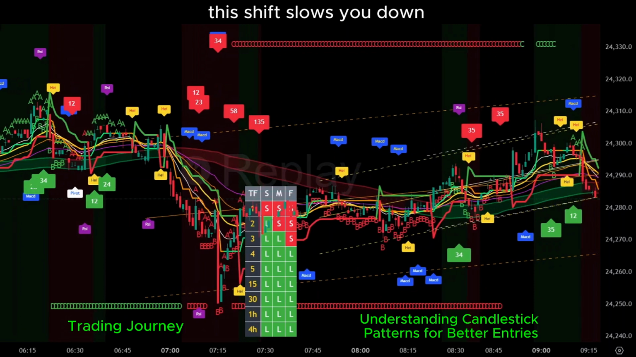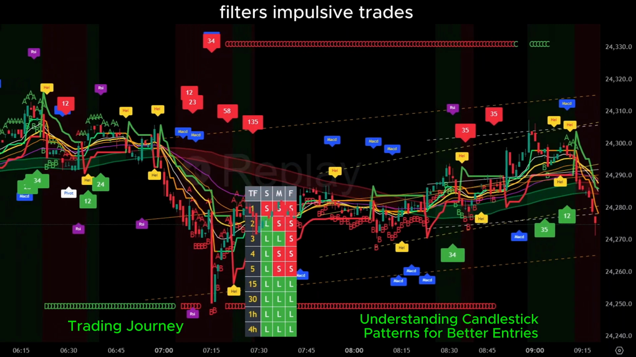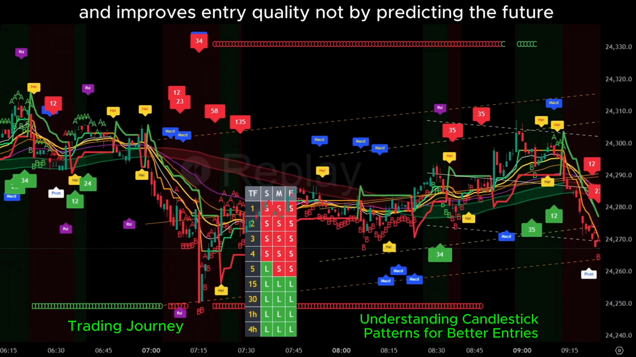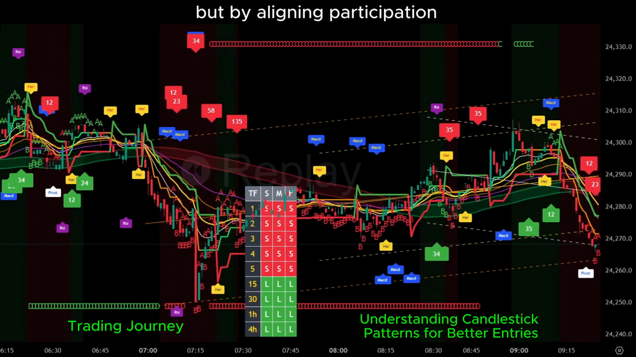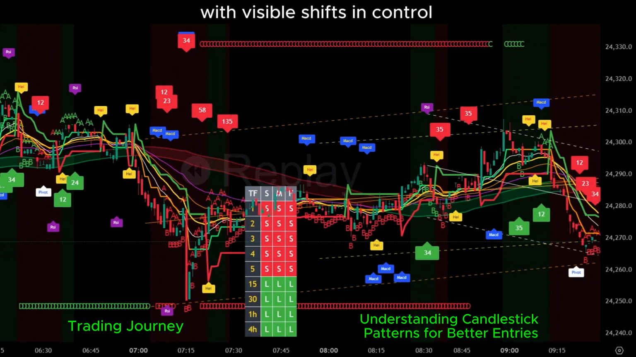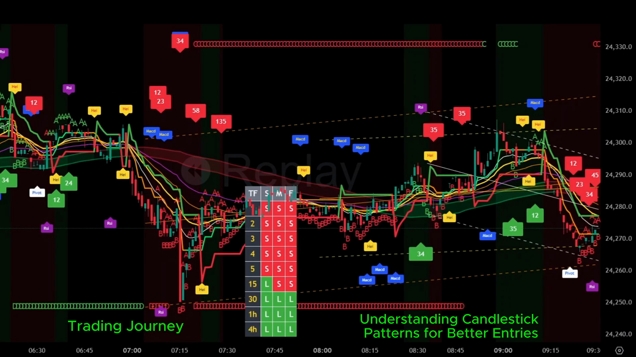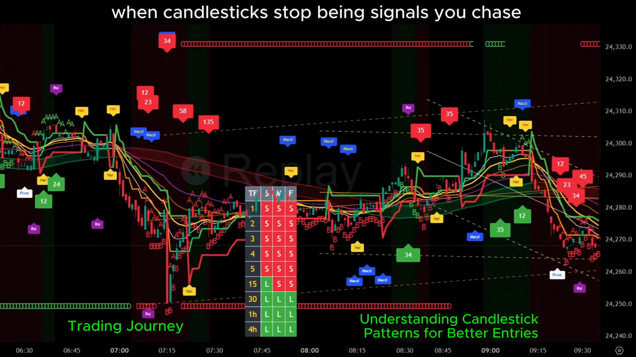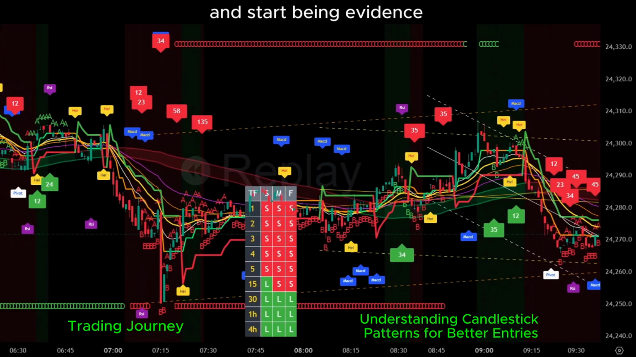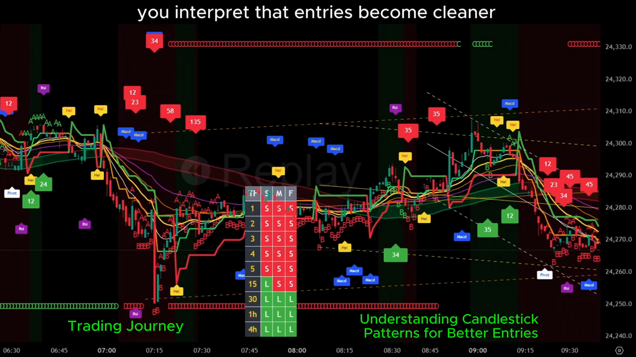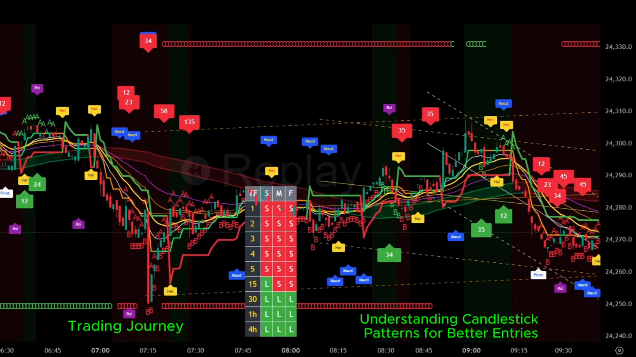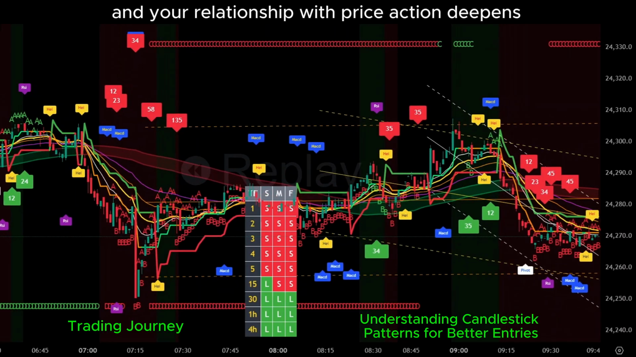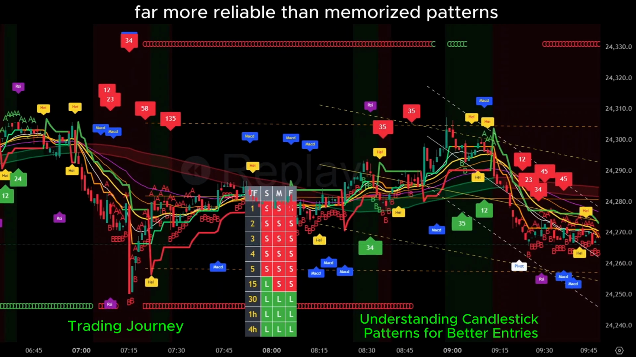This shift slows you down, filters impulsive trades, and improves entry quality, not by predicting the future, but by aligning participation with visible shifts in control. And it is right here when candlesticks stop being signals you chase and start being evidence. You interpret that entries become cleaner, risk becomes clearer, and your relationship with price action deepens into something far more reliable than memorized patterns.